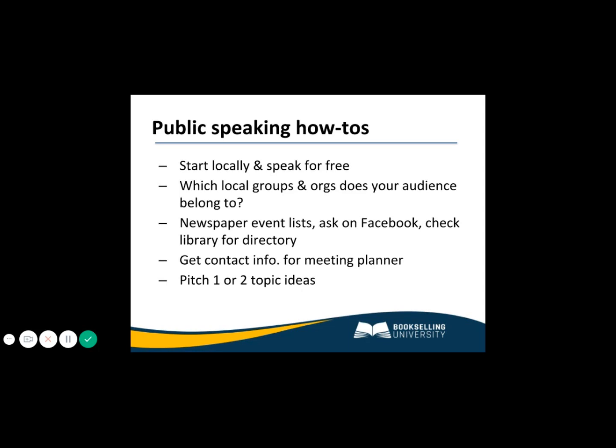Also, some libraries have directories of local organizations. But you can also ask on Facebook. You can post and say, hey, local friends, I'm looking for speaking opportunities to talk about topic X. What groups do you belong to that you think might be interested? And you can start to gather information that way. So you need to figure out, who do you want to reach and what groups do they belong to? Then do some additional research about other groups that might be there that are appropriate.